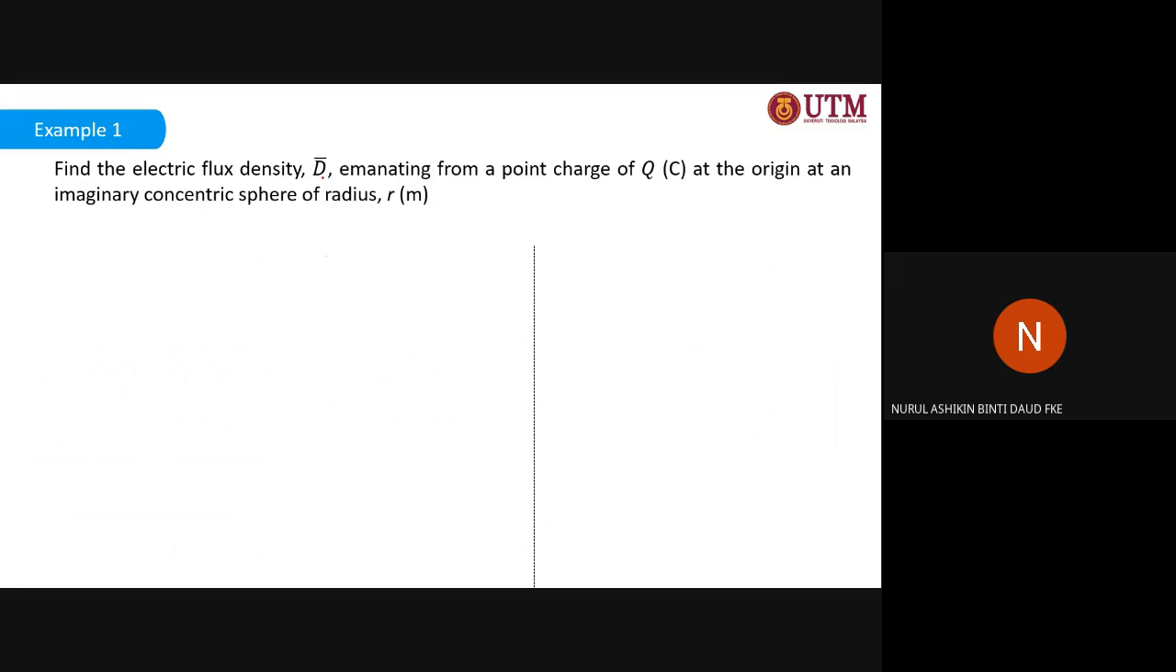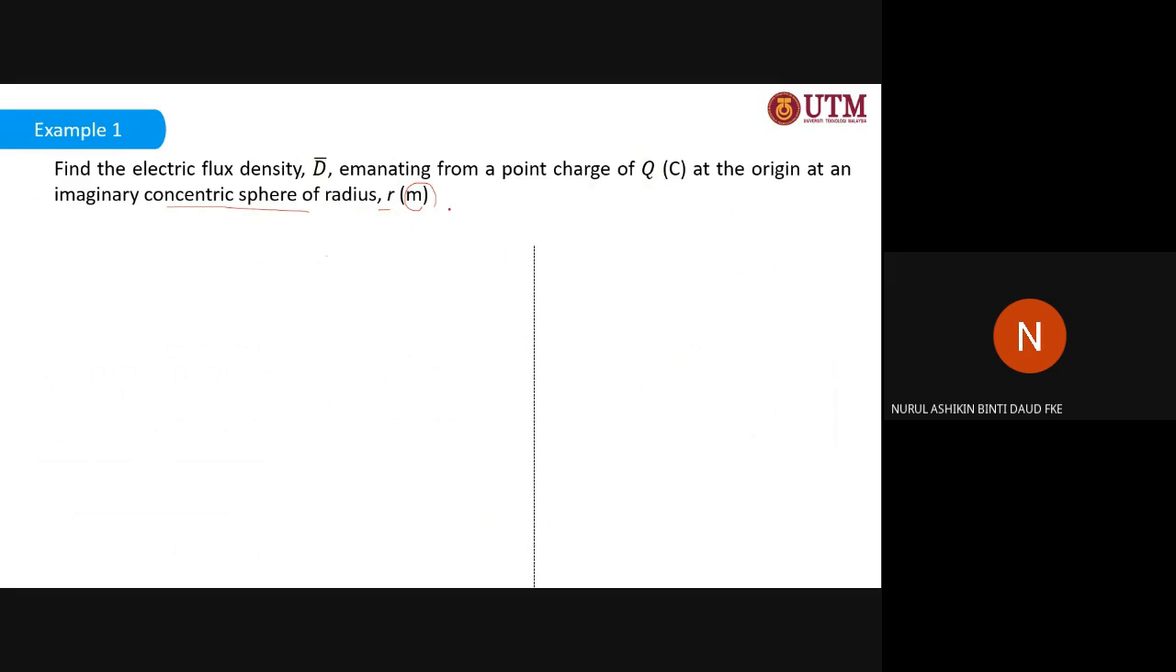Find the electric flux density, represented as vector D, emanating from a point charge of Q, where the unit is coulomb, at the origin, at an imaginary concentric sphere. It is a concentric sphere of radius r meters.